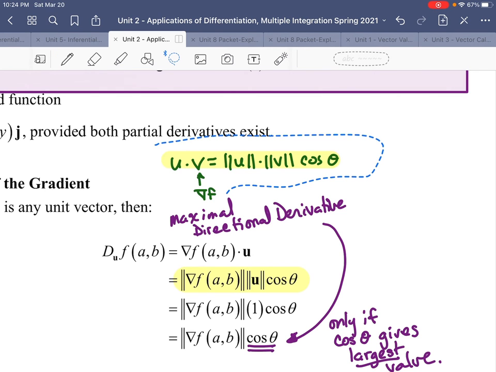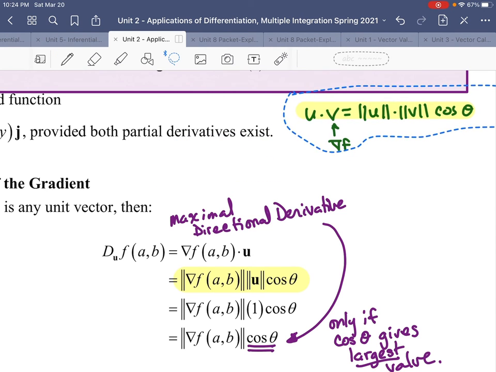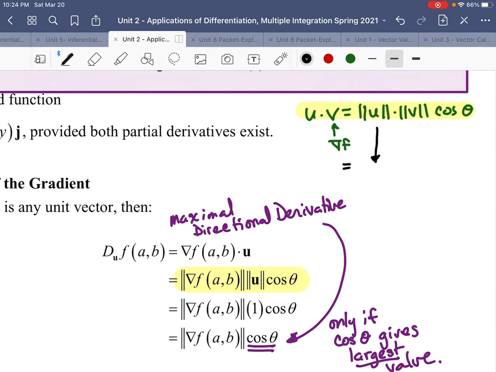Let me just throw this in over here. So we would be looking at the magnitude of u, which would be 1, multiplied by the magnitude of the gradient vector. I'm just going to use a shorthand notation here. Multiplied by the cosine of the angle separating the two. All right, and so we're looking at 1 multiplied. So this whole thing is actually just going to end up simplifying down to the cosine.